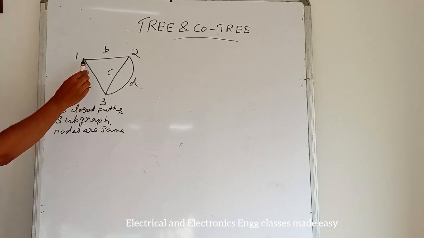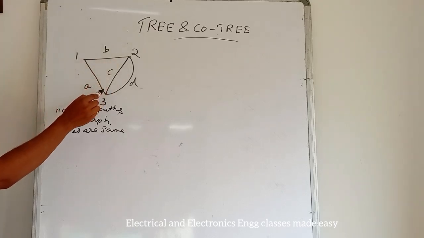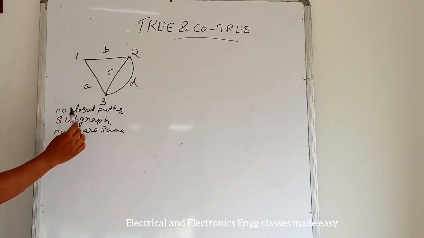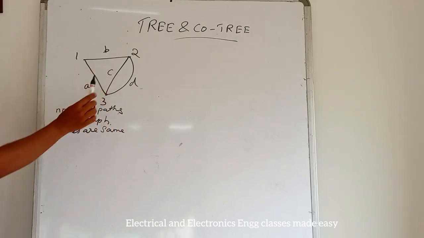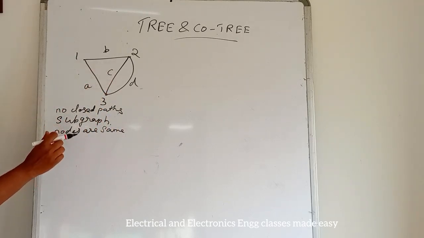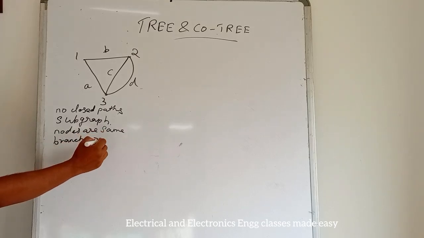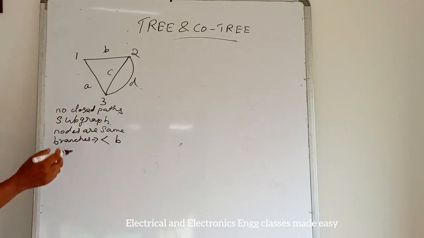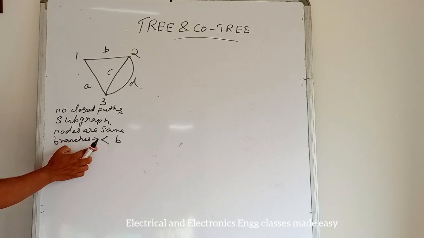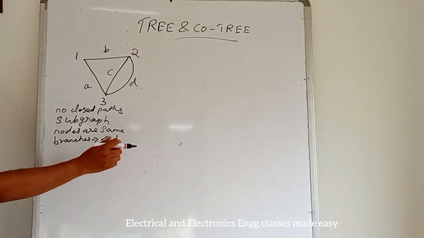That is, if a graph has 3 nodes, then the tree also will have 3 nodes. And the number of branches: the number of branches in a tree is less than the number of branches in the graph.